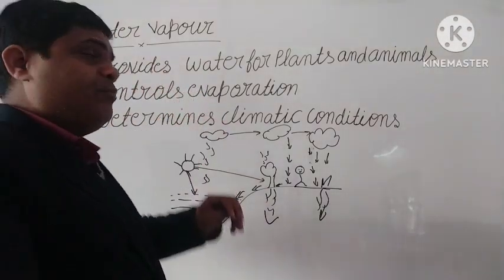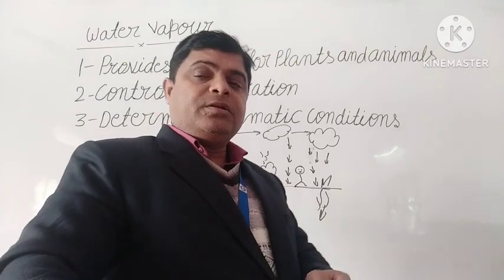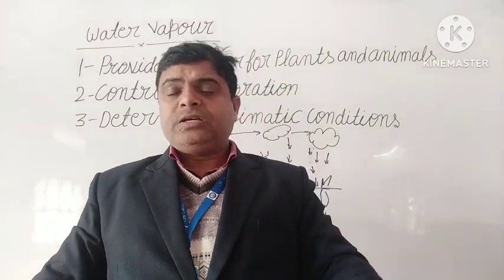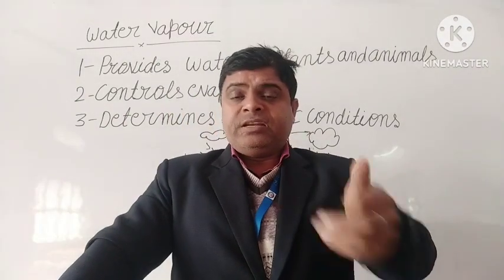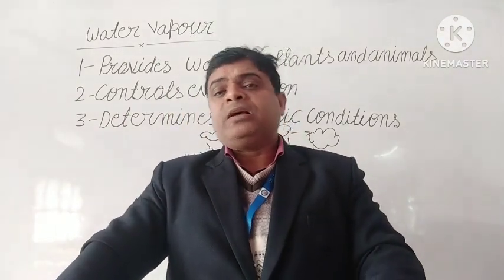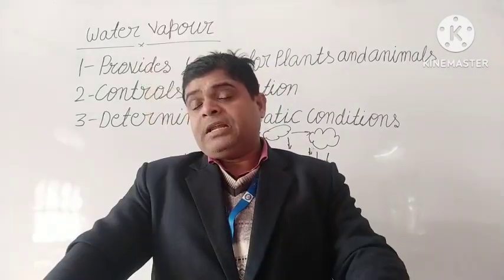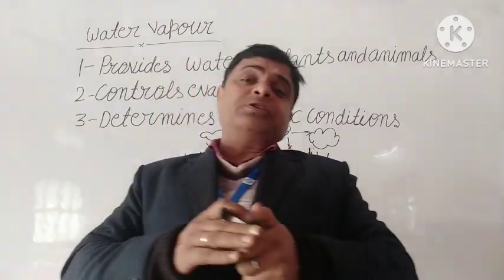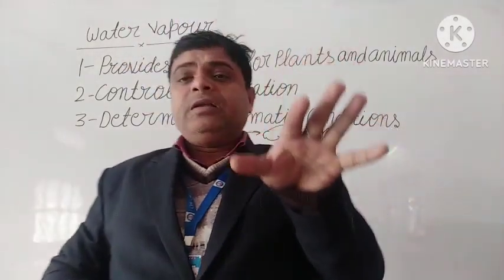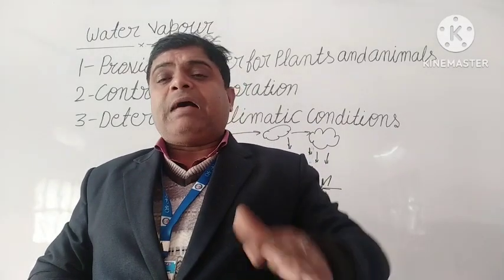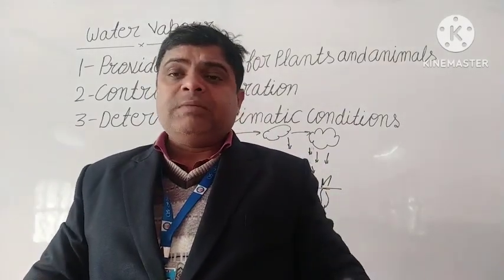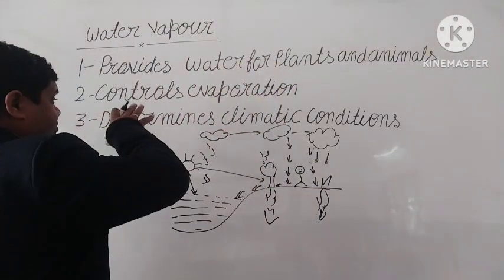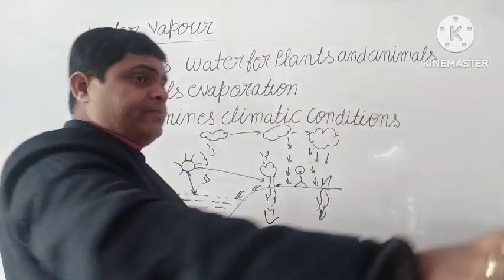Second, it controls evaporation. You know evaporation. The water maintains our body temperature. Yes or no? See, in the summer season, our body releases sweat. Why? Because when our body releases sweat, it balances temperature. Clear? So it controls evaporation, which means when our atmosphere contains water vapor, our body loses a very small amount of water. Clear?